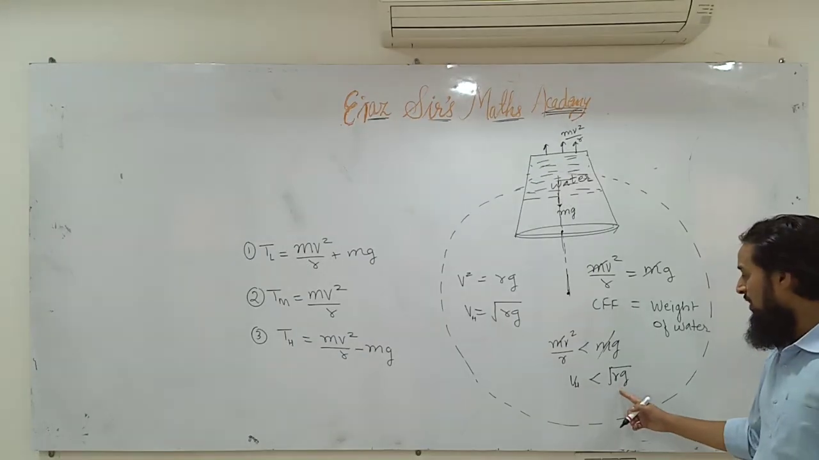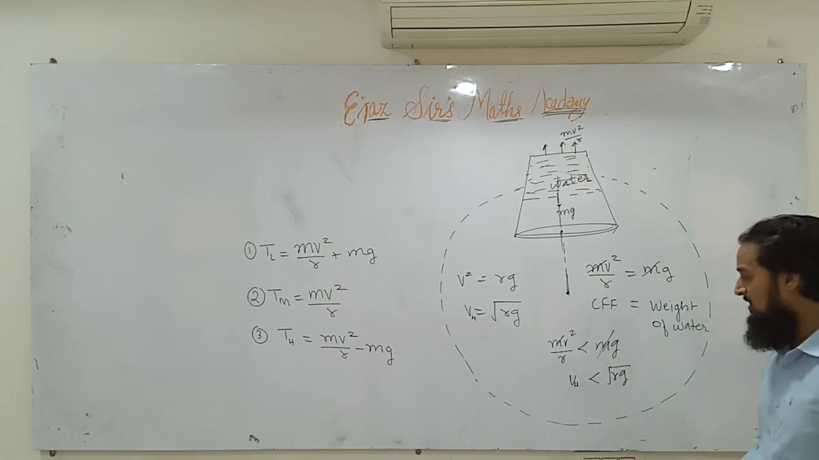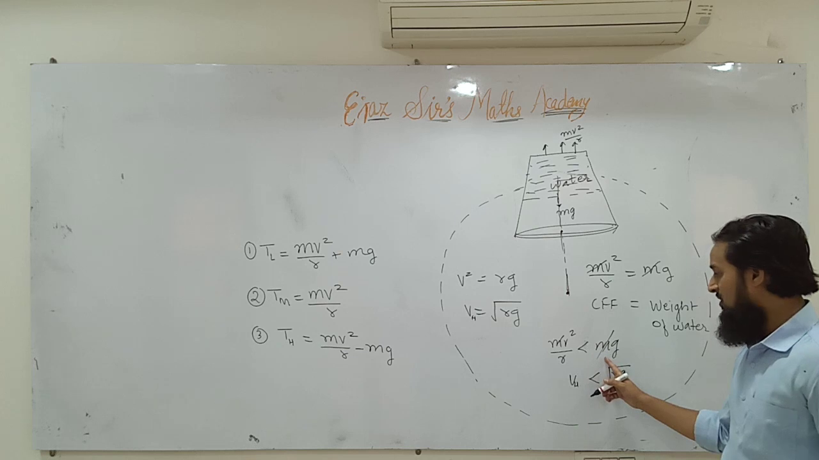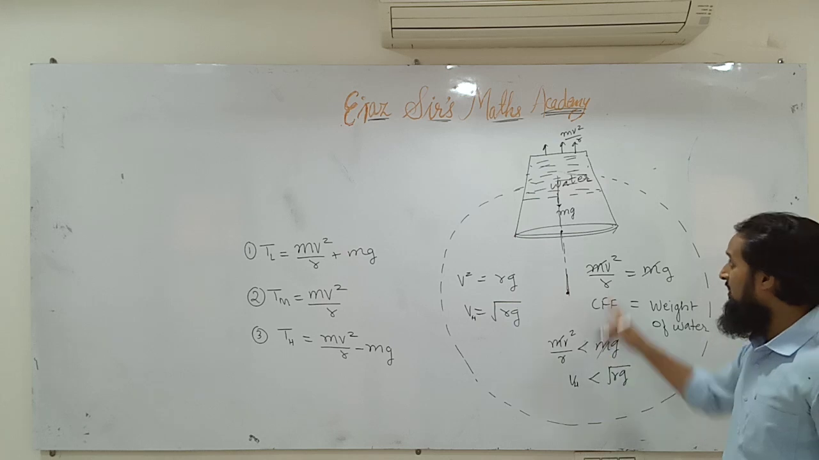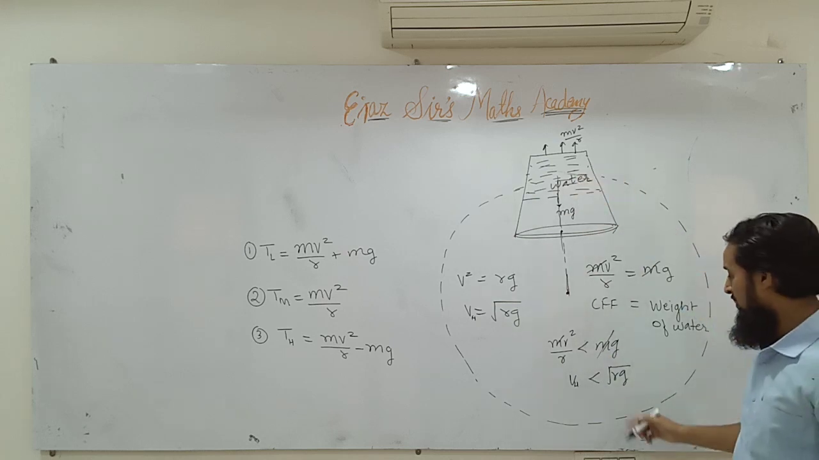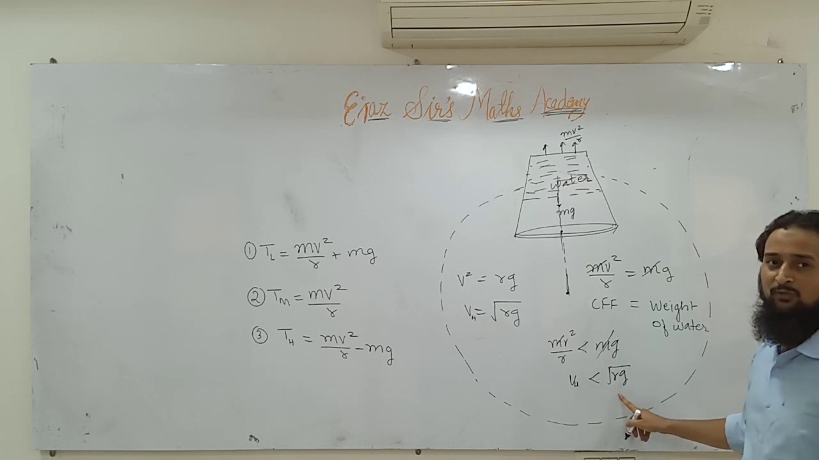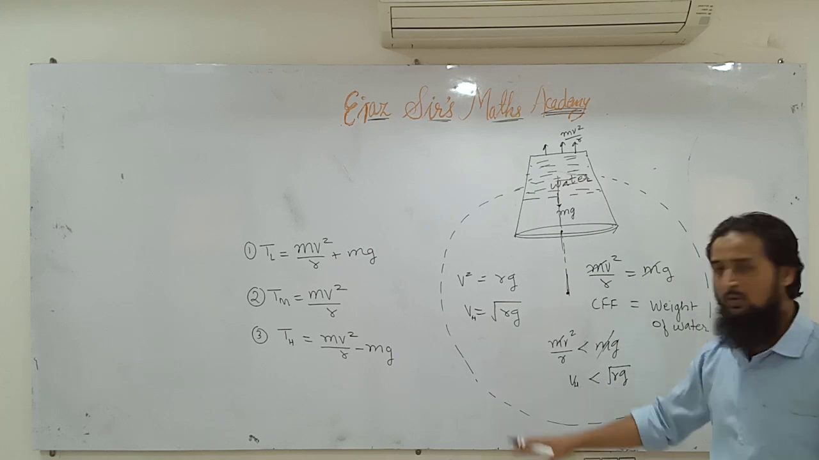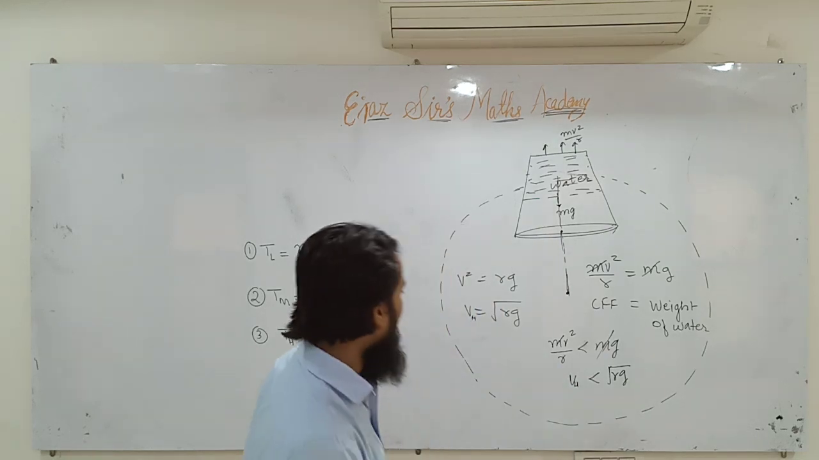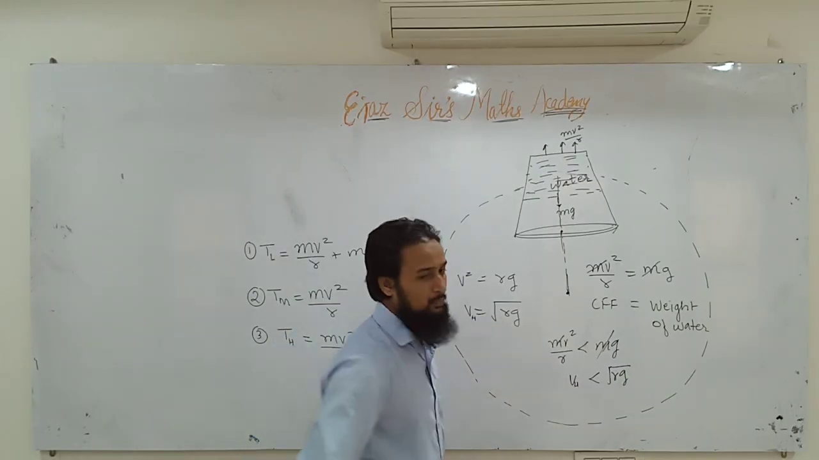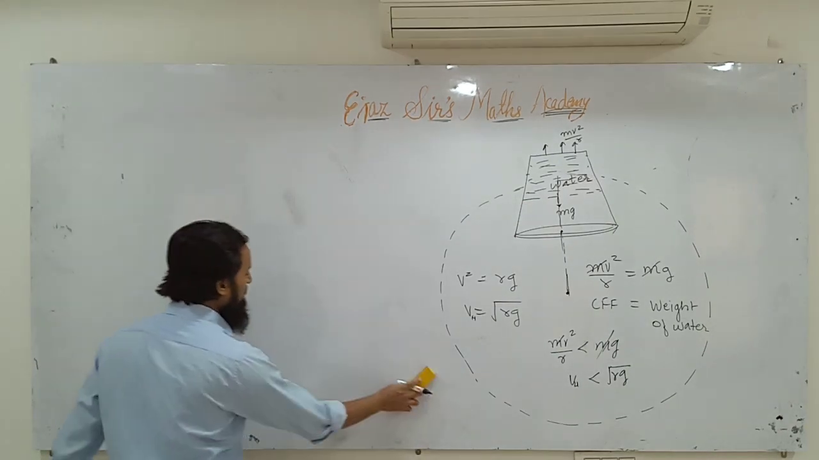If velocity at the highest position will be less than root rg, then we know when does this condition take place? When weight becomes greater and centrifugal force becomes lesser. Then weight will be greater, water will spill down, water will fall down. If velocity at the highest position is less than root rg, then water will fall down. And if the velocity is either equal to or greater than, then the water will not fall down. Understood? So what is the formula for minimum velocity at the topmost position? Yes, I will write it down.